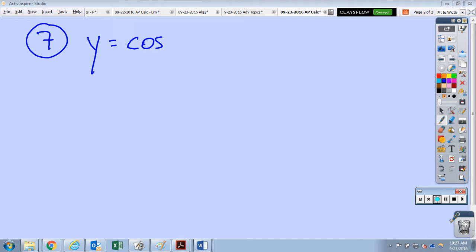So we have, again, this is page 153. Number 7: we have y equals the cosine of the sine of x. I don't think you really need u substitution, but you can apply u substitution if you want.